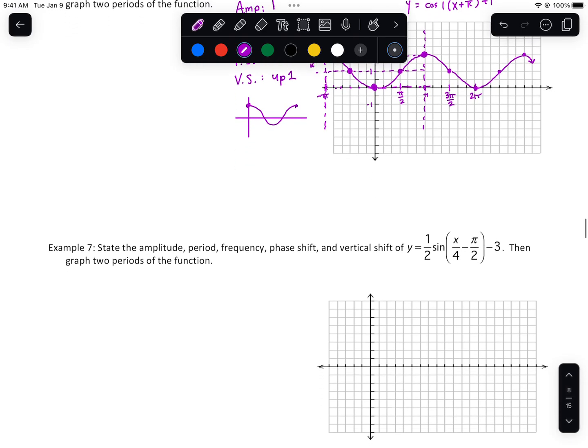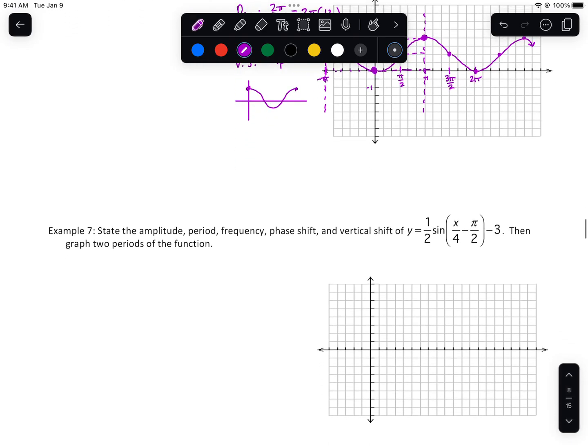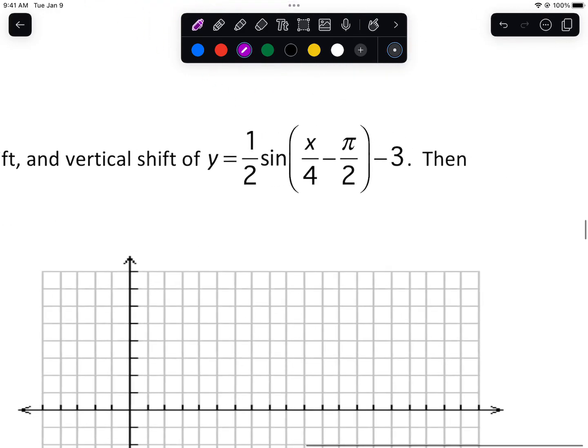All right, the hardest one here at the end. They kind of got a little bit of everything here. They got a new amplitude. They got something going on with the period. They got a phase shift. They also have a vertical shift. So quite a few things going on here. The first thing we need to do is actually get this in factored form. This is technically not in factored form.